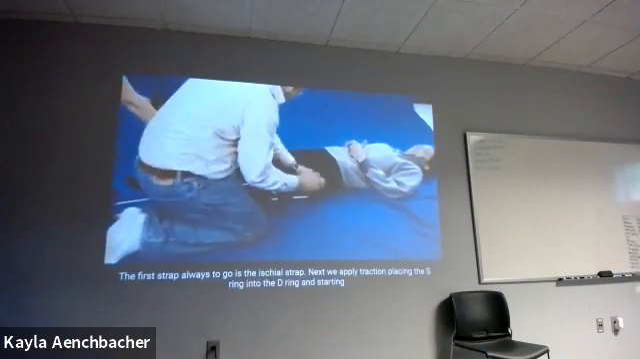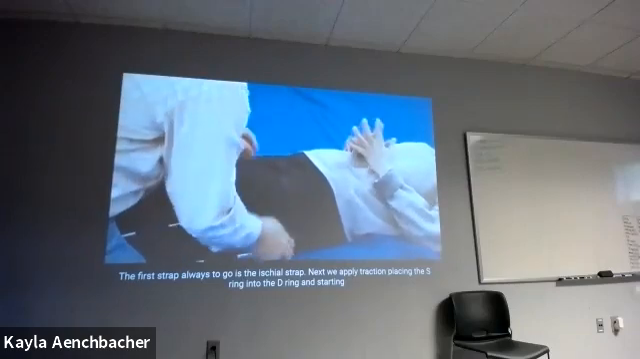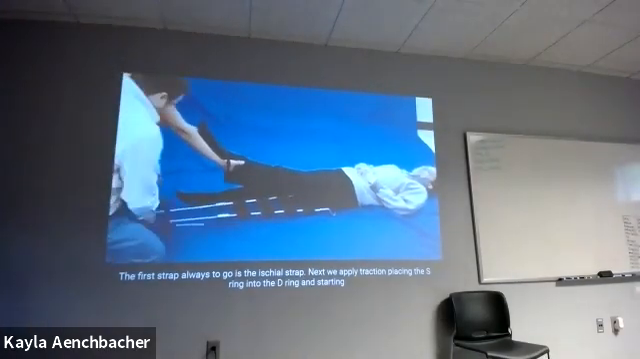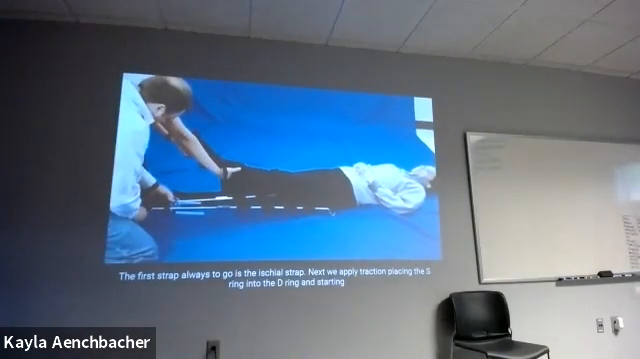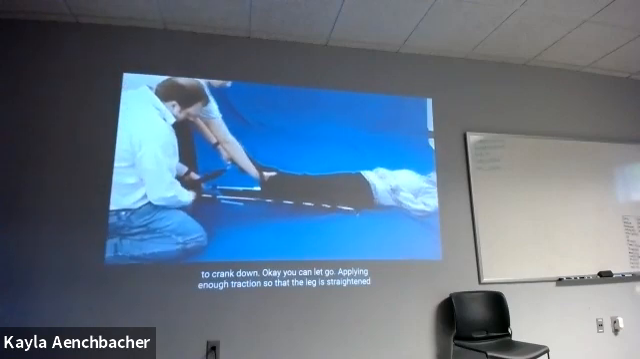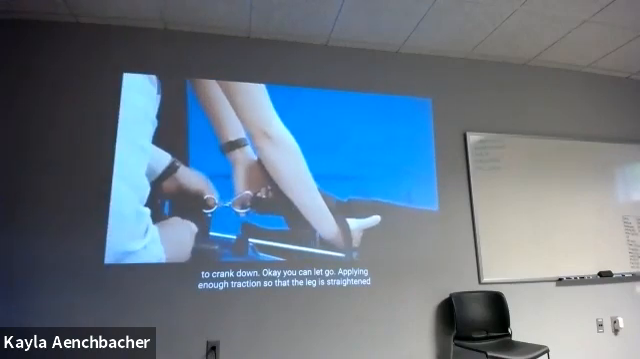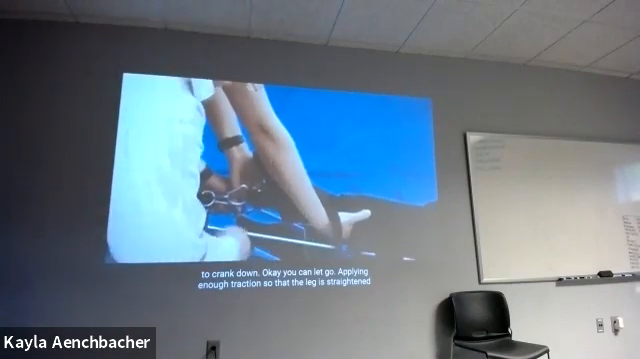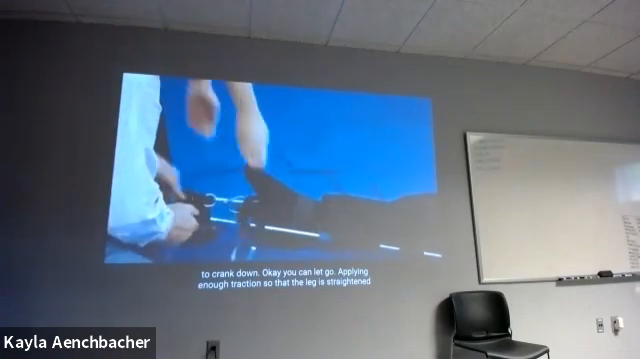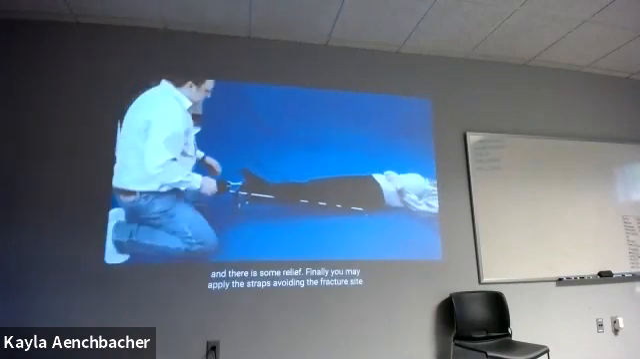The first strap to go on is always the ischial strap. Next, we apply traction. Placing the S ring into the D ring and tightening it up. Okay, so see, they're pulling traction. Have a little kickstand. There we go. Apply enough traction so that the leg is straightened and there is some relief.